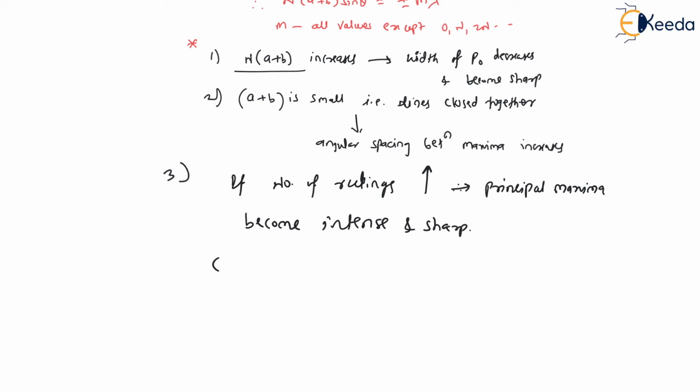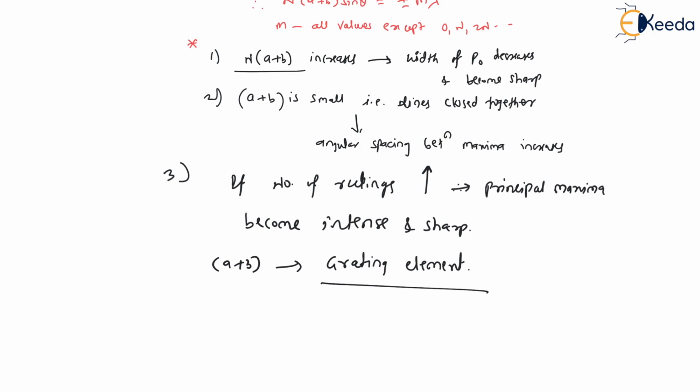And remember this term, this a plus b. This a plus b is called the grating element. So remember that one, because sometimes they ask a question, what is grating element? Just for 2 marks. So you have to write the grating element is nothing but a plus b. And what is a plus b? A plus b is the separation between midpoints of adjacent slits, or we can say the distance between centers of adjacent slits. That is the grating element, a plus b.